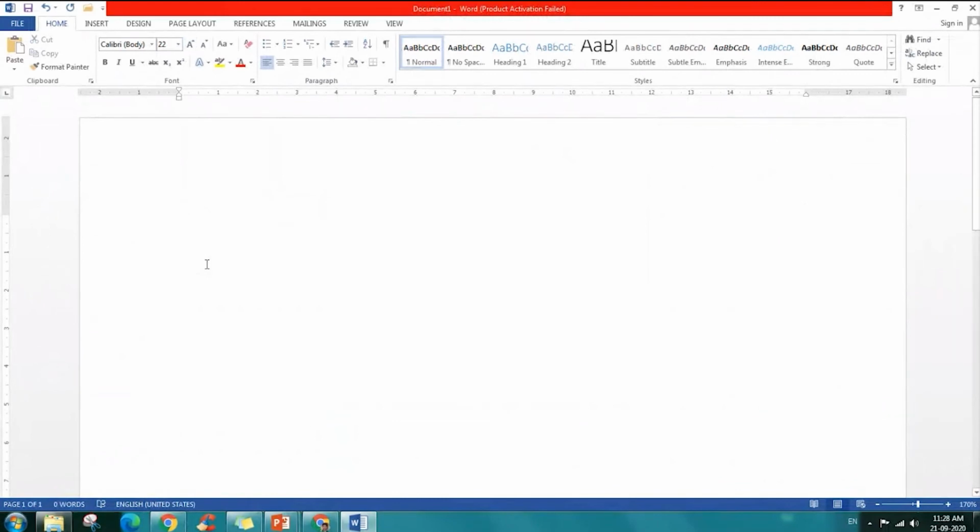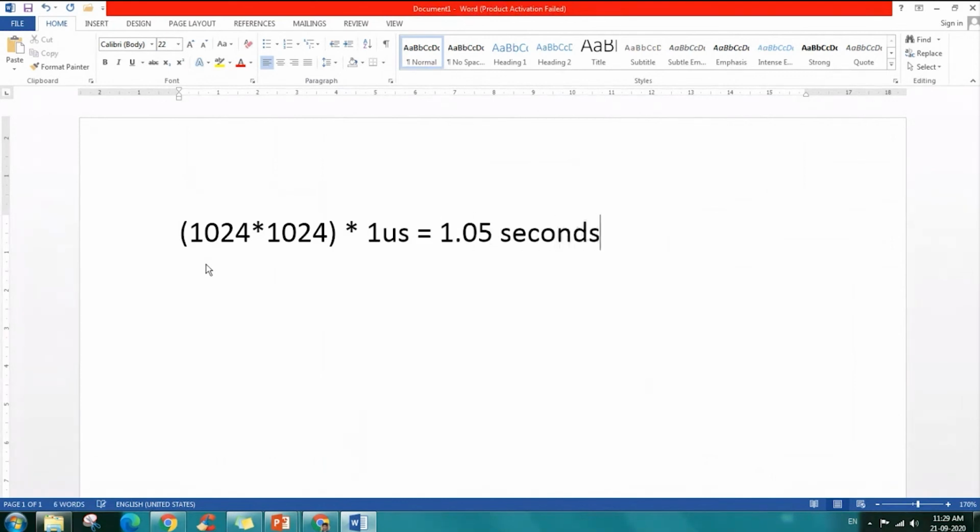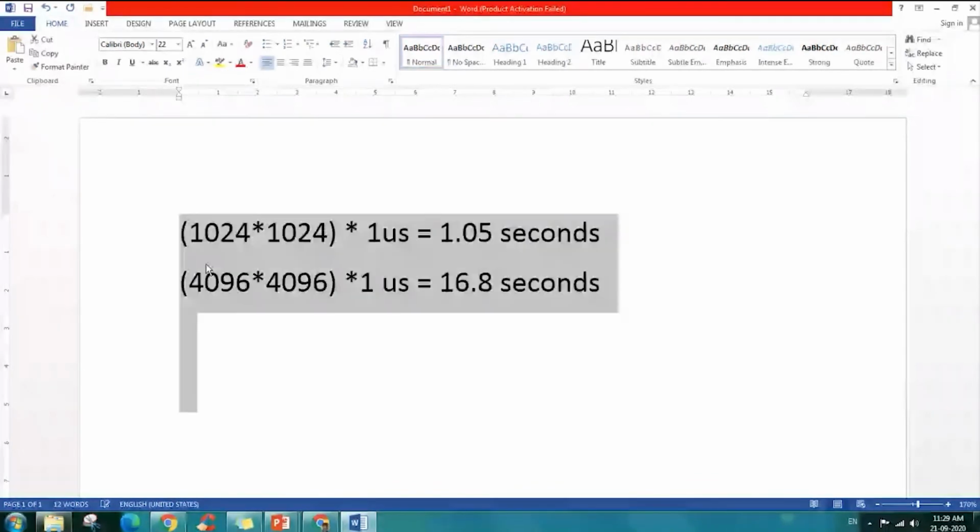First case: 1024 into 1024, multiplied with 1 microsecond. So your answer is 1.05 seconds. In the second case, you have to multiply 4096 into 4096 and 1 microsecond. So your answer in this case is 16.8 seconds. So this is the calculation. I think this is visible to all, my Word file is visible to all.